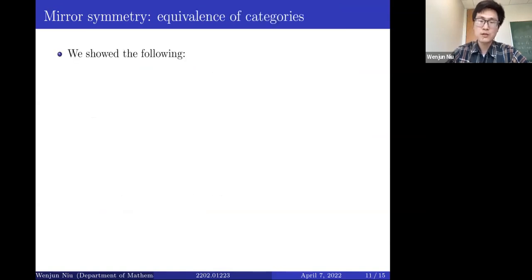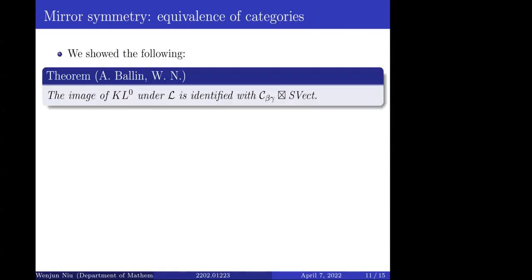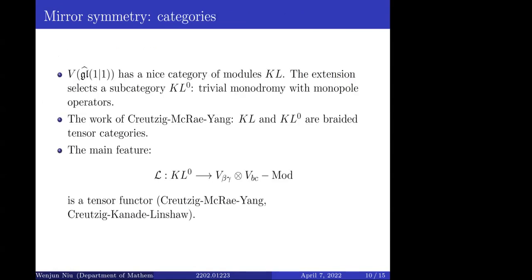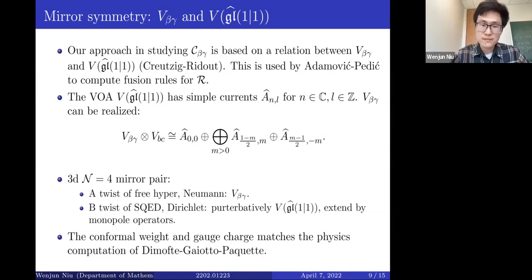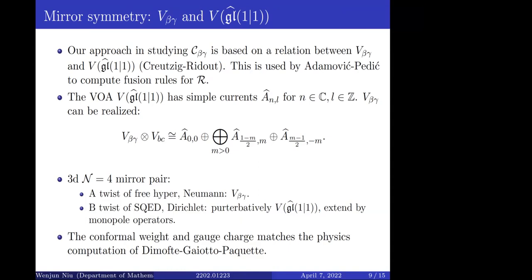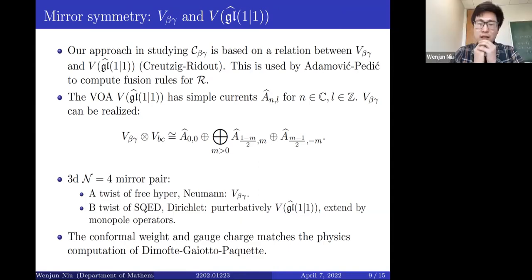Cool. So what is the upshot of this? Can you go back one slide? Here, it turns out that the tensor product is just the sum of modules for a super VOA, yes. And you use this relation to do what exactly? Yeah, so the idea. Sorry, I didn't specify this.